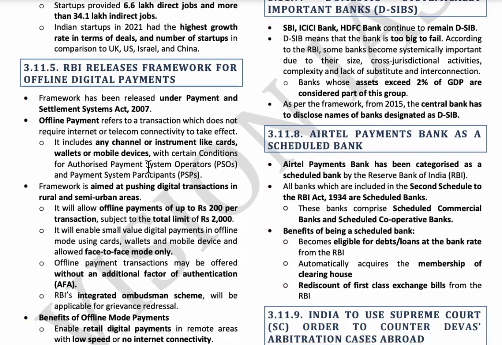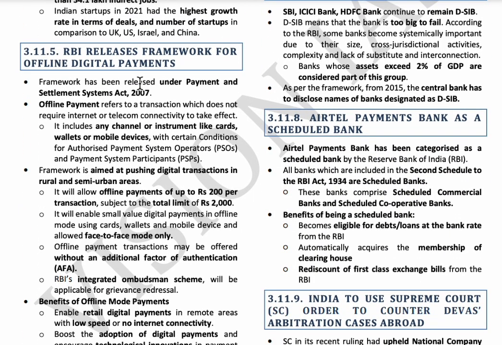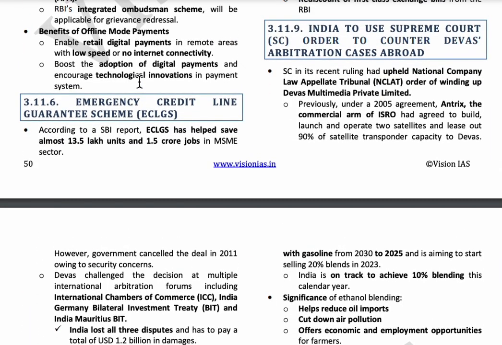The next topic is RBI releases frameworks for offline digital payments. Here, offline digital payments means paying money through mobile, cards or wallets without the use of internet. So under this payment model, payments can be done up to 200 rupees per transaction with the maximum limit of rupees 2000.